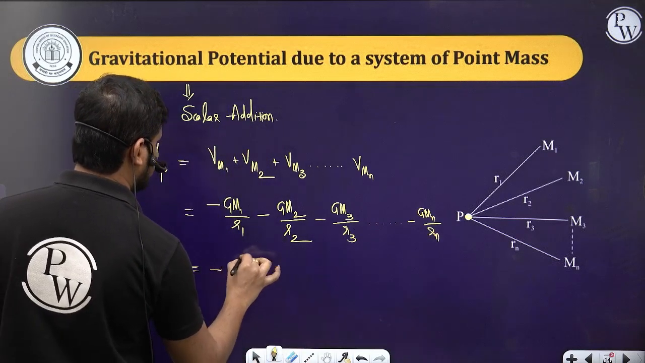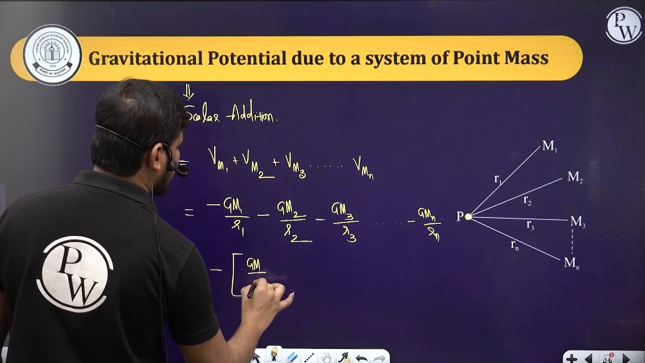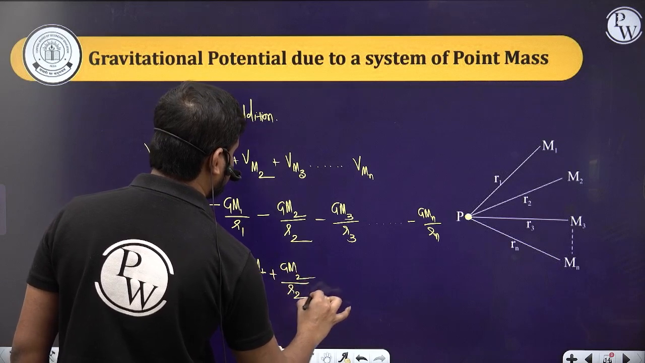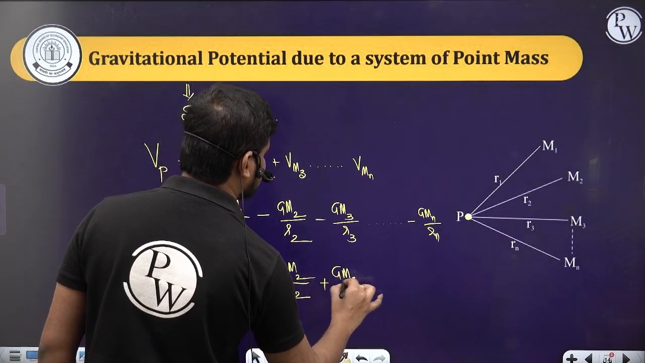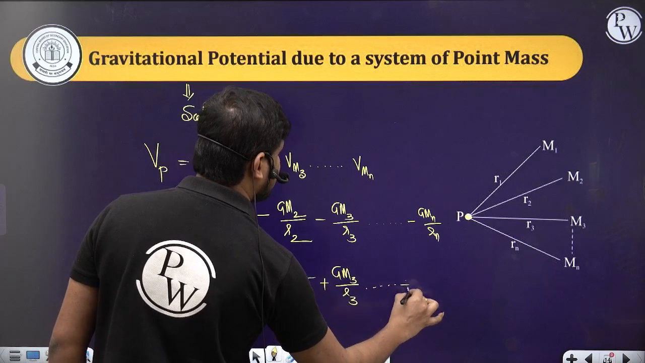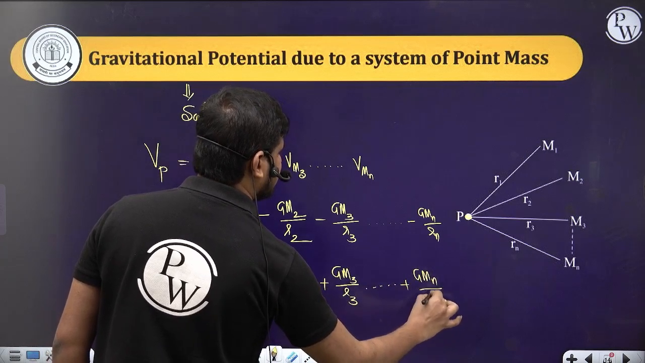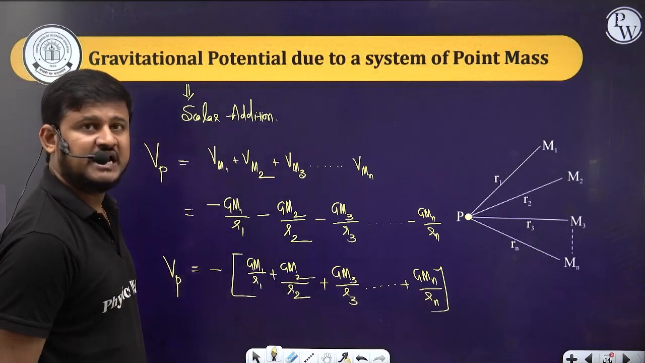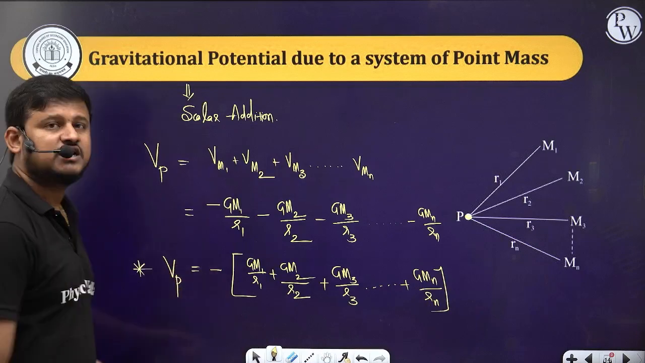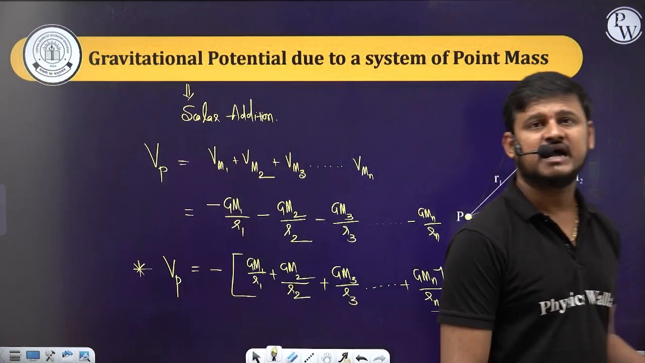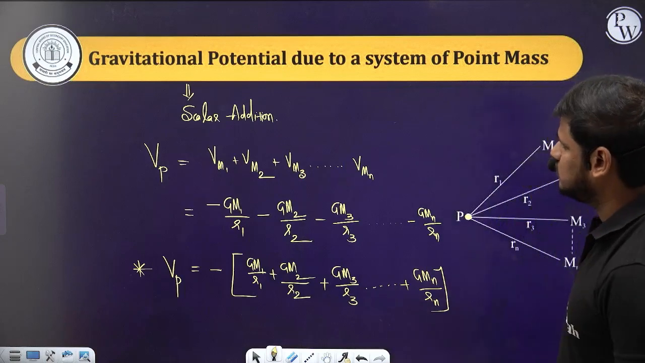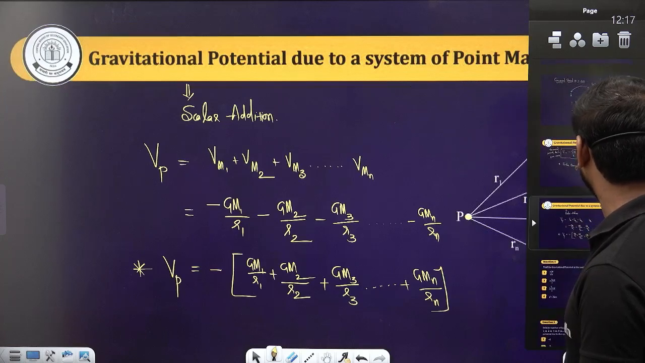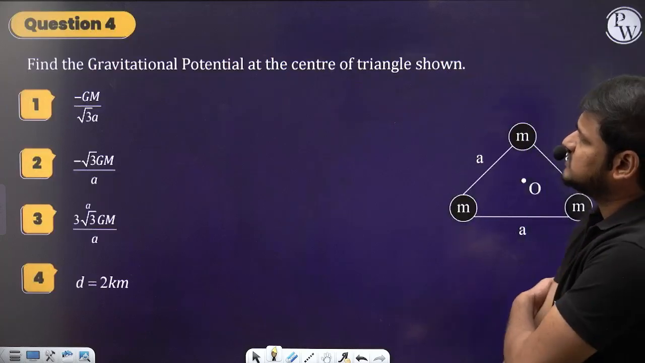So you can take minus out here, so we can write G m1 by r1 plus G m2 by r2 plus G m3 by r3, till G mn by rn. So this is the gravitational potential at some point P. Clear? Understood, everyone? So let's go further. Let's go for question number 4.